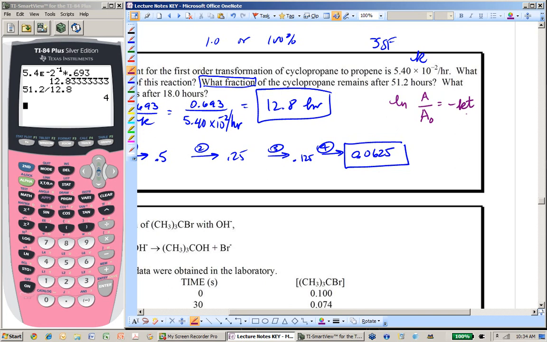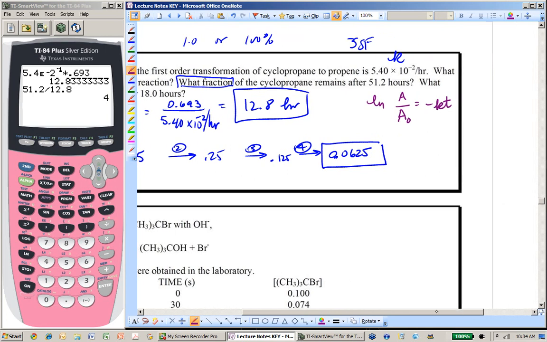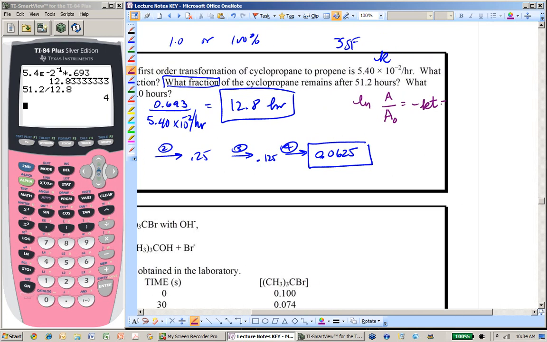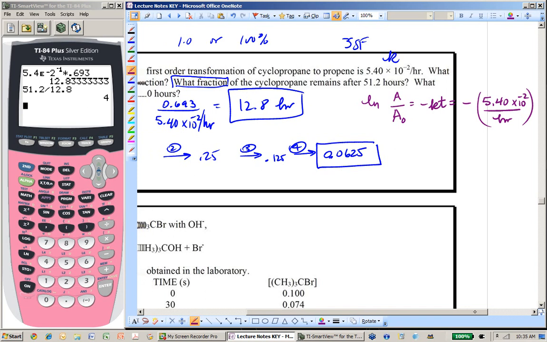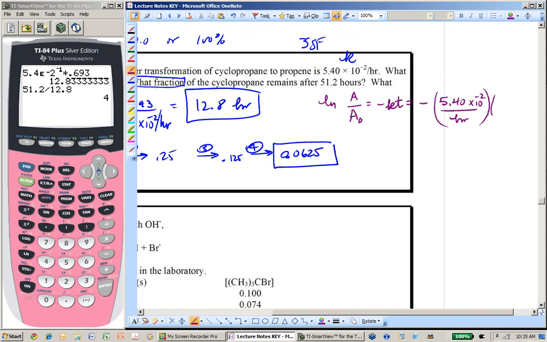Oh wait, that's equal to what? 18 hours. Okay, so let's plug that in. Minus 5.40 times 10 to the minus 2 per hour. That's my k. And what is the t? 18 hours. Clearly those units are going to cancel.